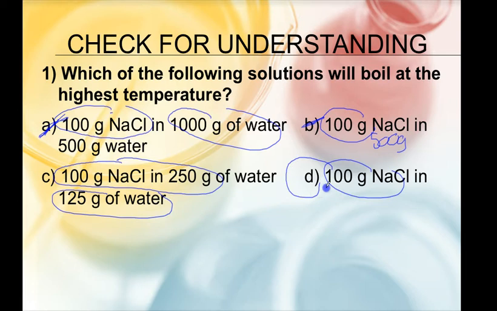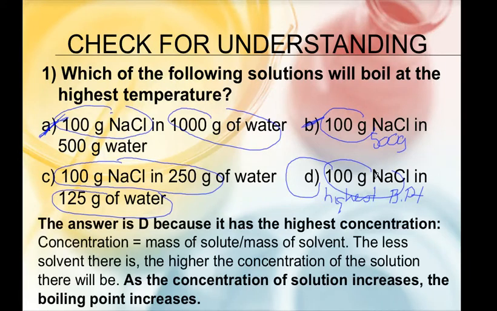That would have the highest boiling point because it's the most concentrated. Now, they're not going to ask you exactly what the boiling point will be. You just need to be able to determine which one of the choices would have the highest boiling point. Okay, and the answer is D right there.